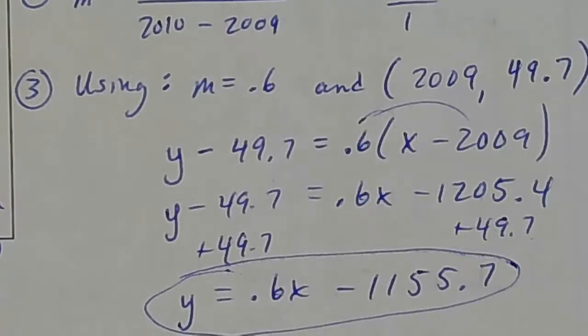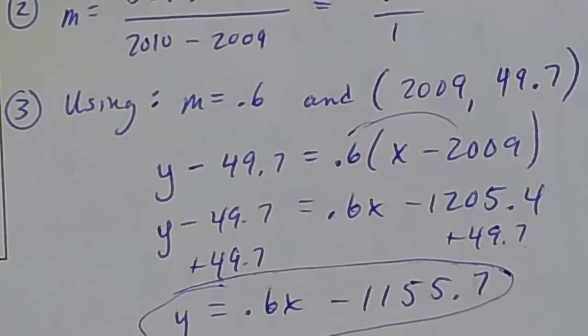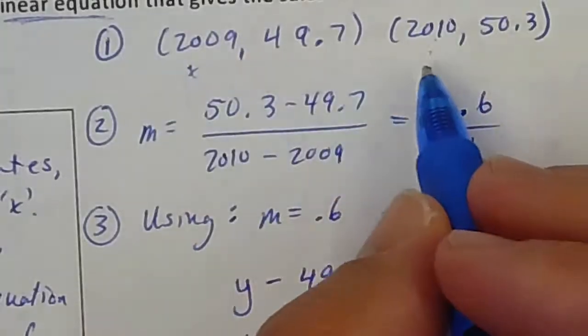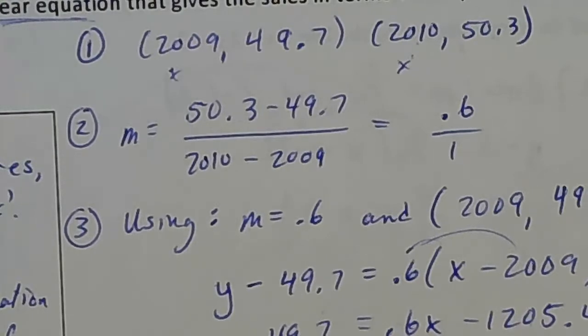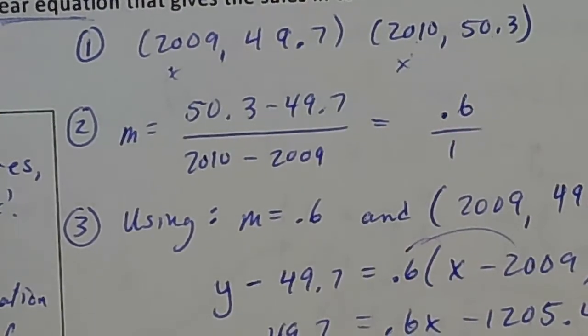Okay, and the last step, I said predict the sales in 2013. In 2013, just got to go back and remember what we made x. Look at x. X is the number of years, right? So that's where I plug it into. And then it'll give me y, the output, the number of sales.